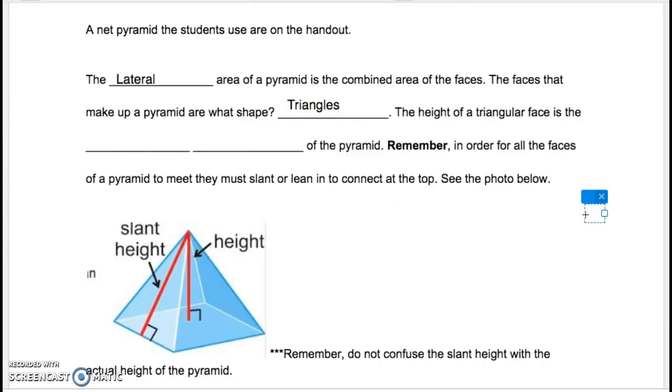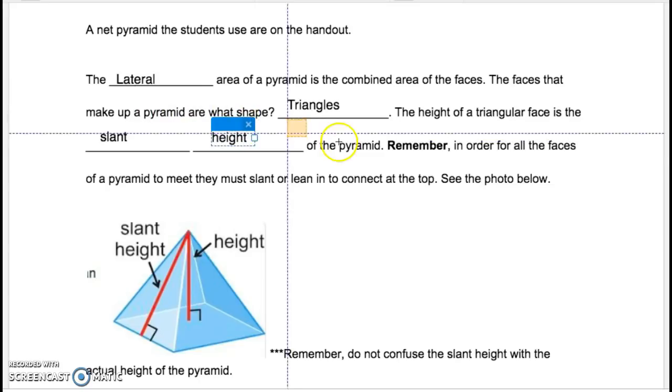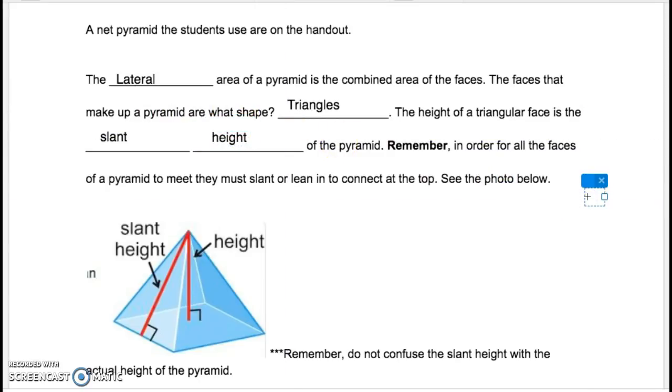With all of these, guys, you can pause the video anytime to see if you know what it is before I type it in. The height of a triangular face is something we call the slant height. I want you to think about that term, slant height, and what the word slant actually means.